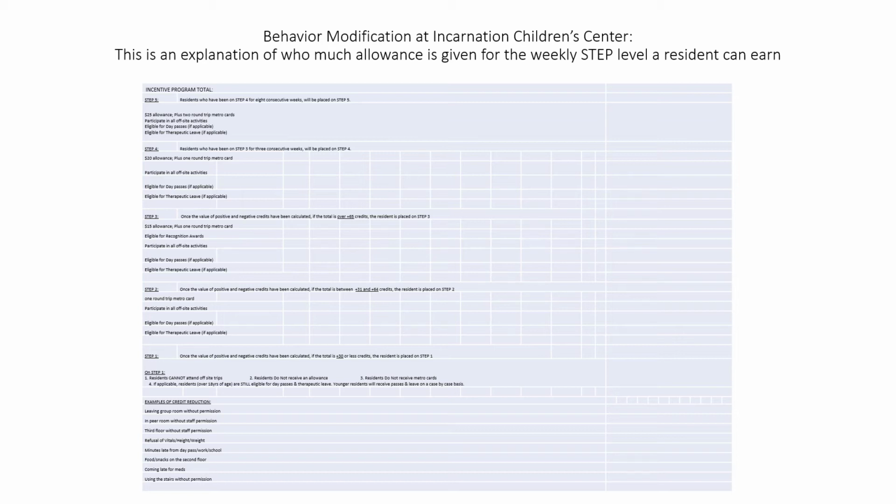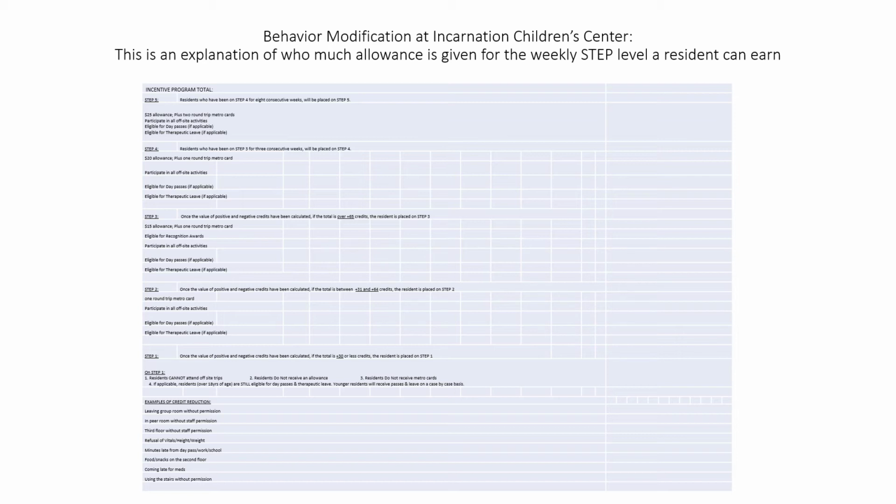We kind of described it as, think of it as taking a test in school. When you got a 65, you passed. So if they were on step 3 for 3 consecutive weeks, on that 4th week, they would jump up to step 4. That would give them $20. If they were on step 4 for 8 consecutive weeks, then they would go up to step 5. That was a $25 allowance and two Metro cards. It became very important for a lot of the residents to try and get up to step 5. It was a really big deal, and those kinds of things were what shaped their behaviors.